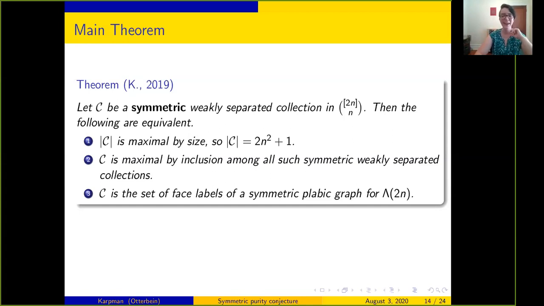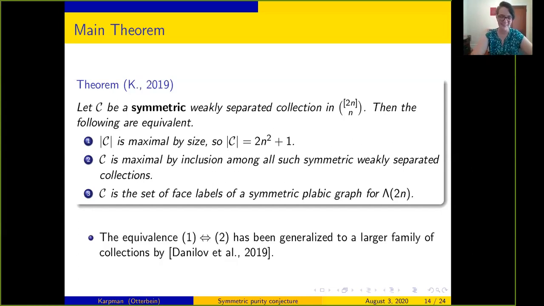So this is not obvious, because if I have a weakly separated collection that is symmetric but not maximal, I know that I can add more elements and turn it into a full weakly separated collection, a set of face labels for some Plabic graph, but it's not a priori guaranteed that I'll be able to preserve symmetry as I do that. And what this theorem says is yes, I will never get to a place where I've filled in most of my graph, and the only way to take it to the finish line is to break the symmetry that I want.